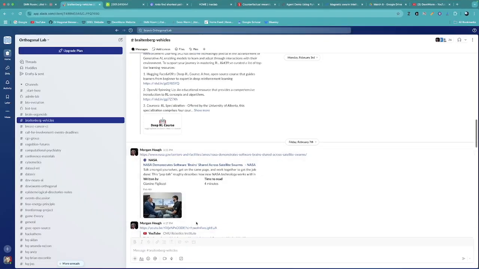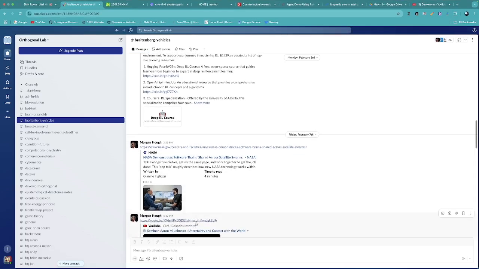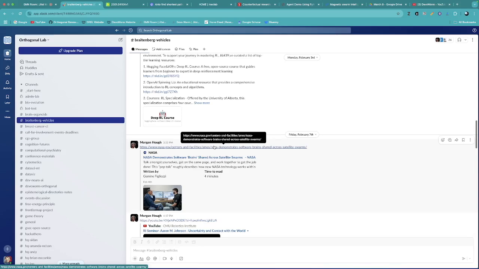All right, that's good. This is an article from NASA, demonstrating software brains shared across satellite swarms. So this is more on collective intelligence, swarm intelligence.